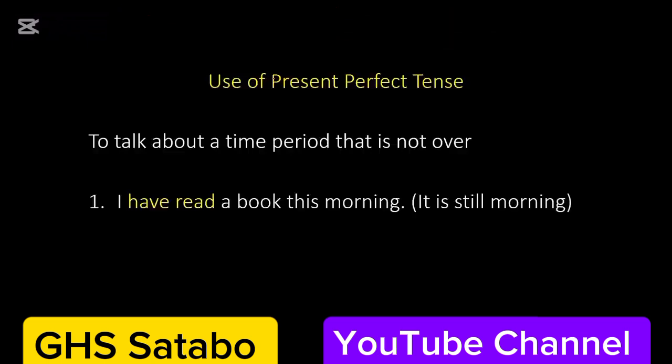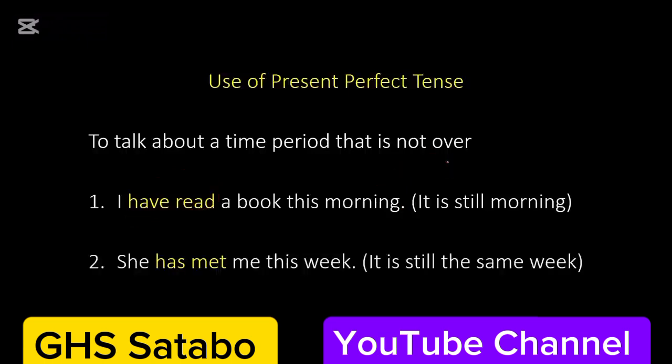Let's look into more examples. I have read a book this morning. Have and read follow the same rule. This morning shows that it's still going on. The morning is still going on. Moving on, she has met me this week. Saying that this week is still not yet over, so this action of meeting my friend can happen again. That's how we use present perfect tense in situation number 1.